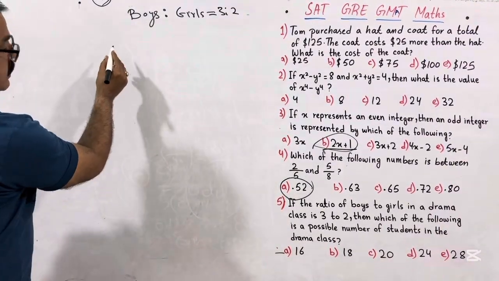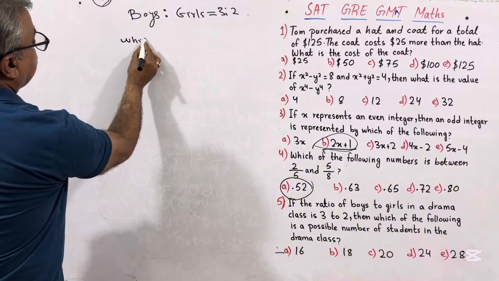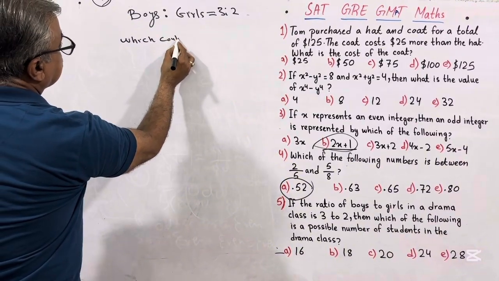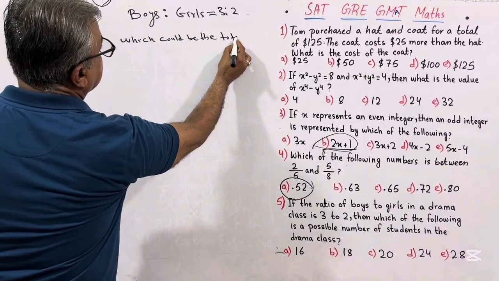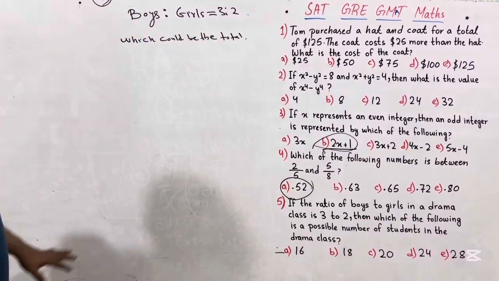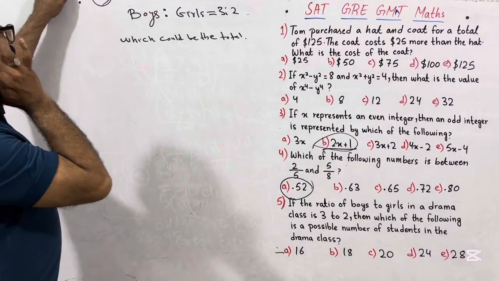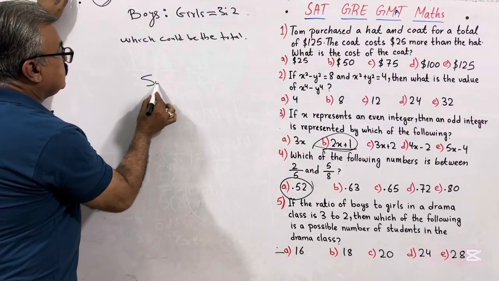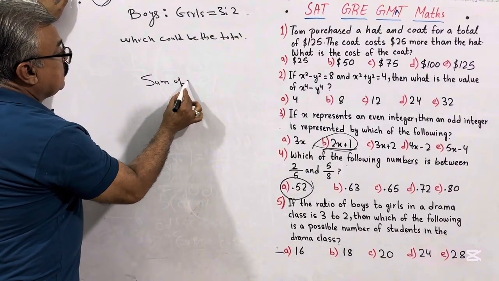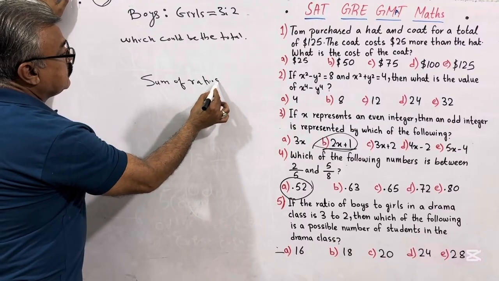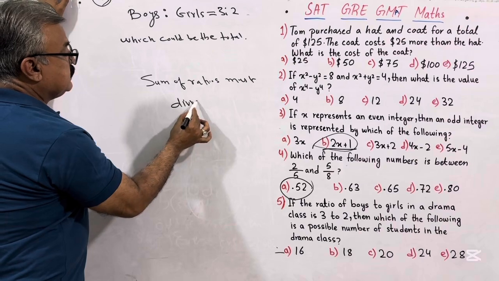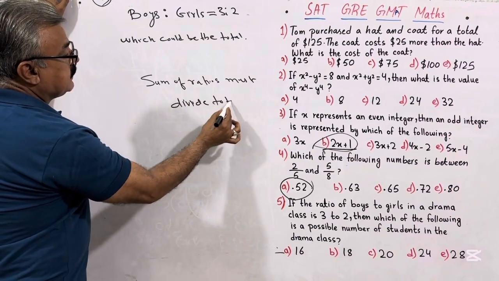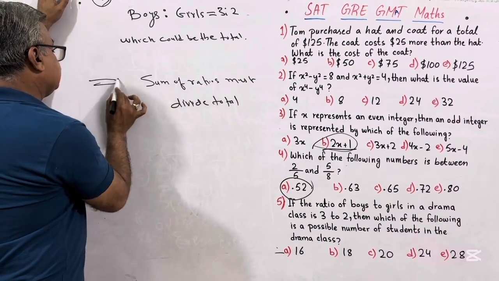Which could be the total? In such types of ratio questions, the sum of the ratios must divide the total. That is the key fact in that case.